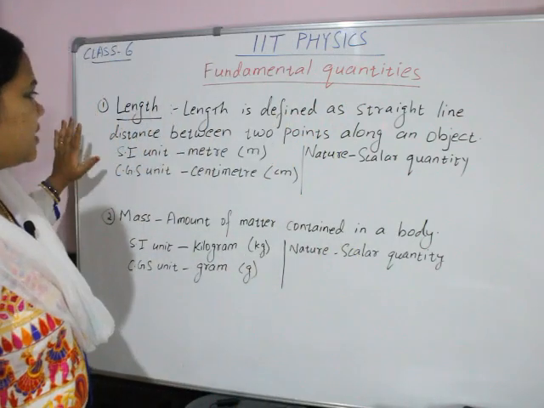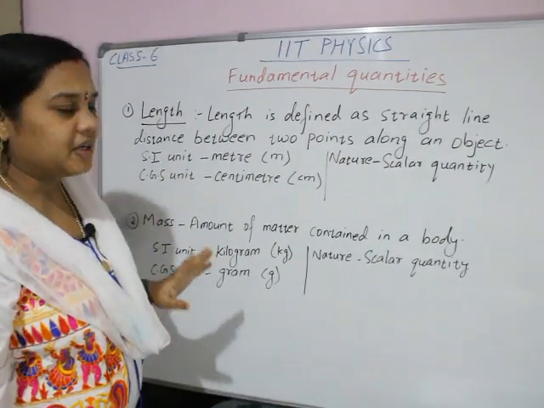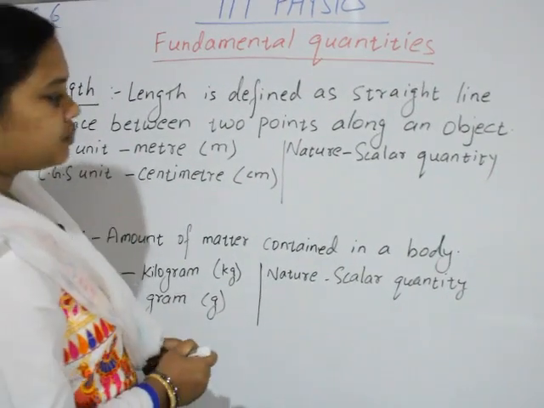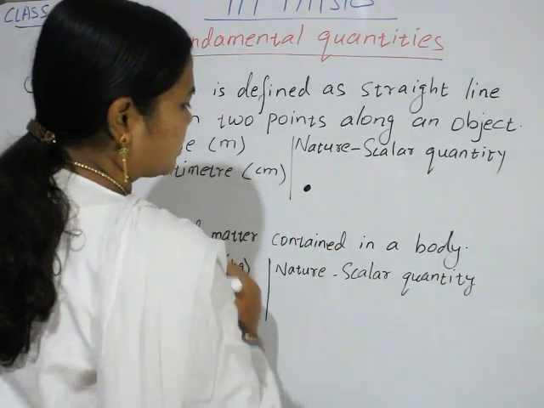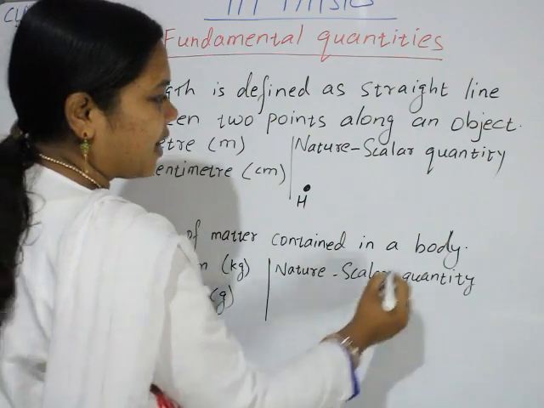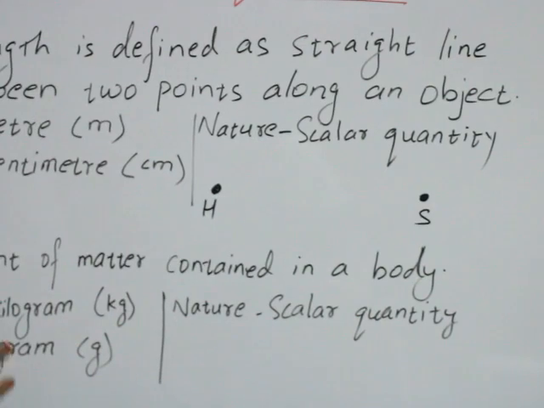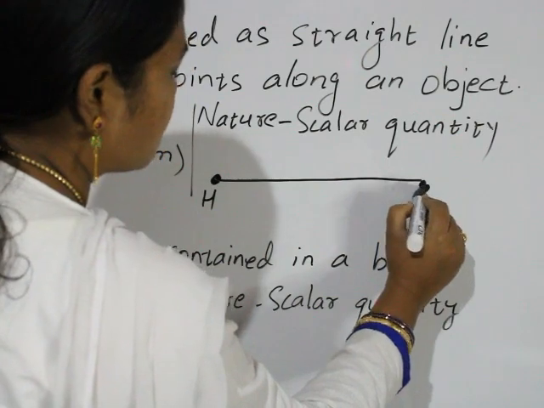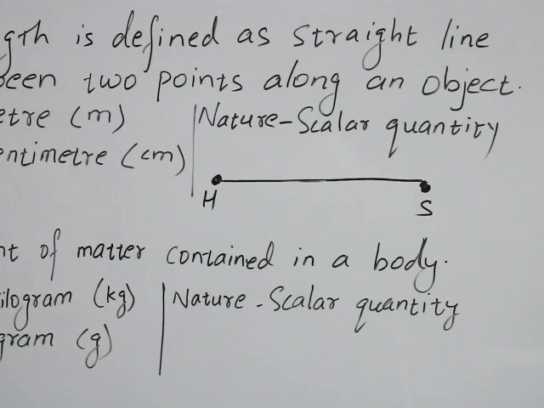Fundamental quantities, first one is length. What is length? Length is defined as the straight line distance between 2 points along an object. Suppose this is your house, this is a point, and this is your school, this is another point. So what is the distance between your house and school? This is a length. So length is nothing but the distance between 2 points along an object.